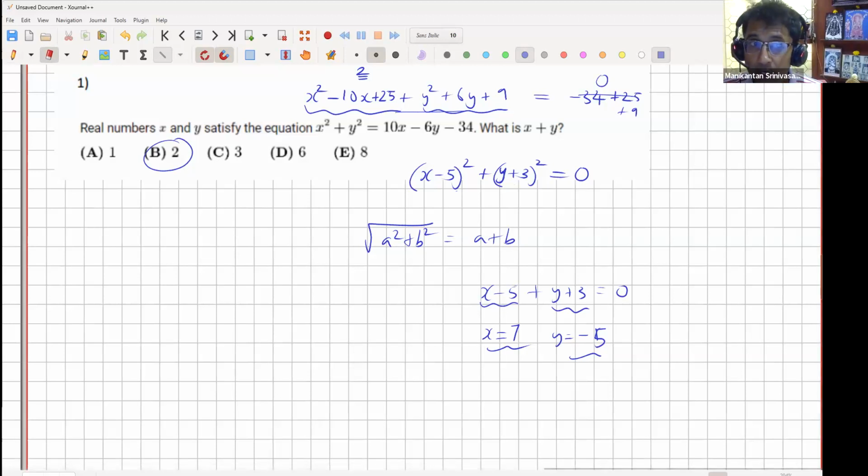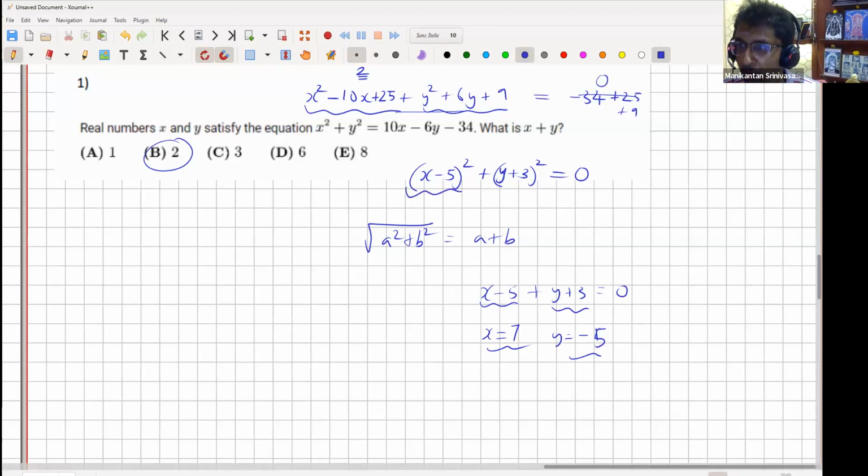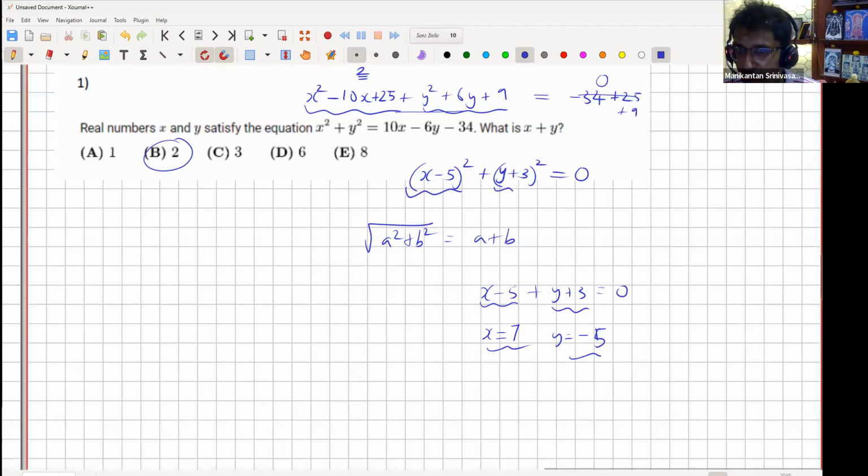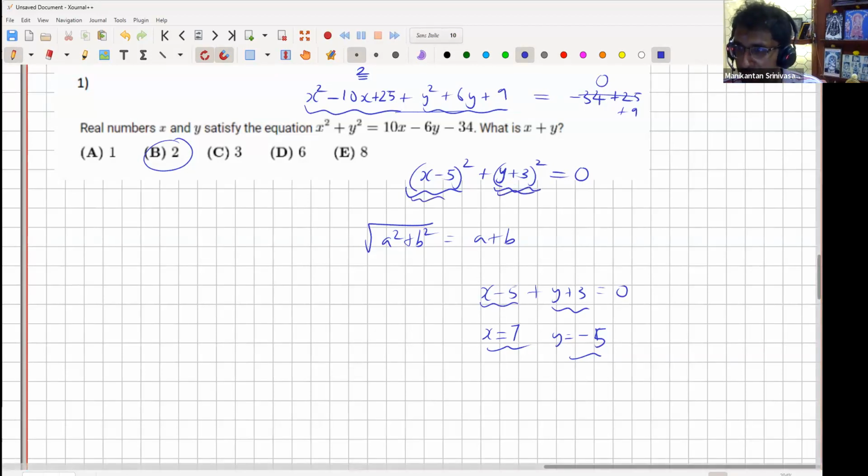Okay, it is the only solution because x minus 5 whole square is a non-negative quantity, which means it's 0 or more. It's a perfect square, or rather some square of a real number. This is also 0 or more. The only way in which the sum of two quantities, which are both 0 or more, adds up to 0 is if individually each of them is 0. And that happens only when x equal to 5 and y equal to -3.